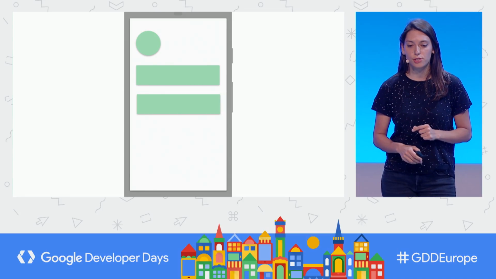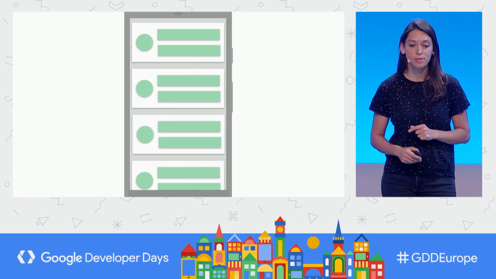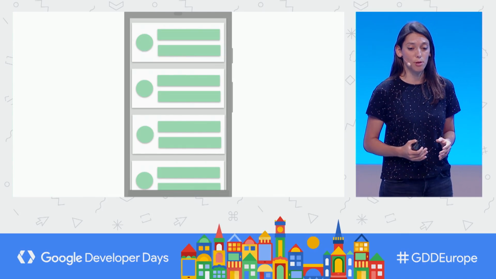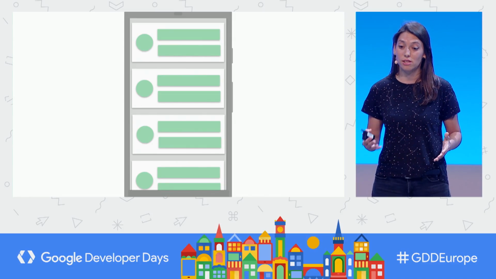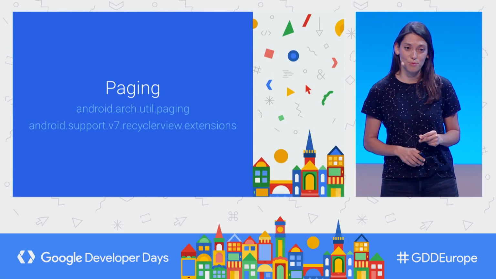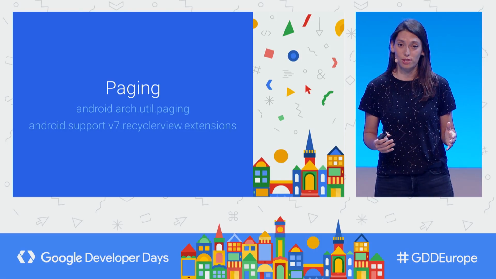Instead of just a user, let's consider that we have a list of users. Many applications need to load a lot of information from the database. Database queries can take a long time to run and use a lot of memory. And we have a new paging library that we will release soon that can help you with all of this.